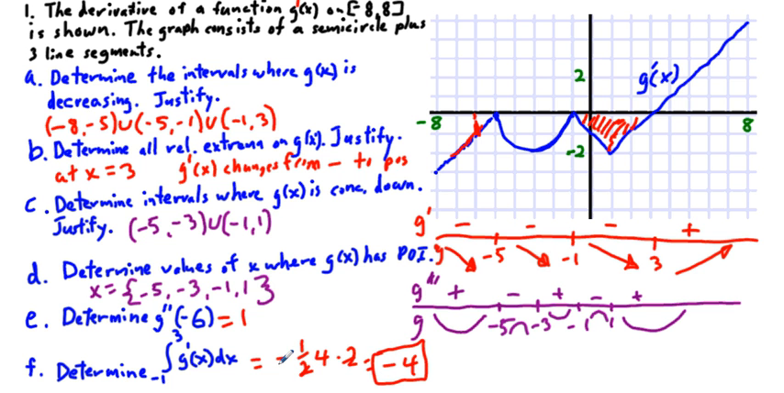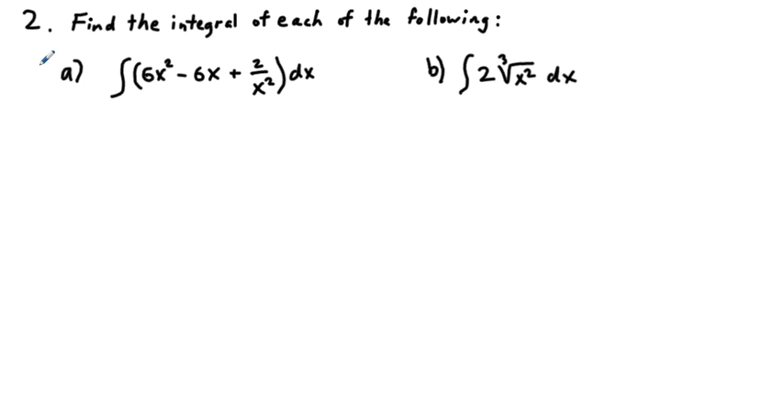And if we change this and went from, let's say, negative 1 to negative 5, let's change this to negative 5. We're going to have this area here, but we're going negative, and this is below, so it's going to be positive area of this semicircle. Okay, we've got to get on with the rest of this. Find the integral of each of the following.